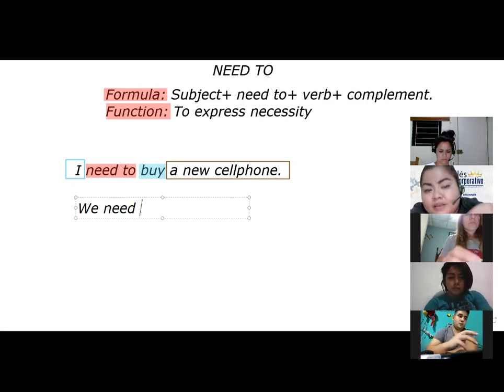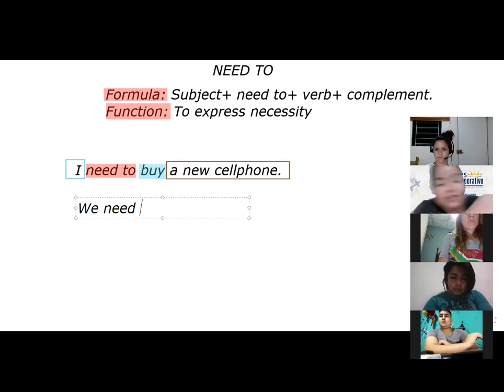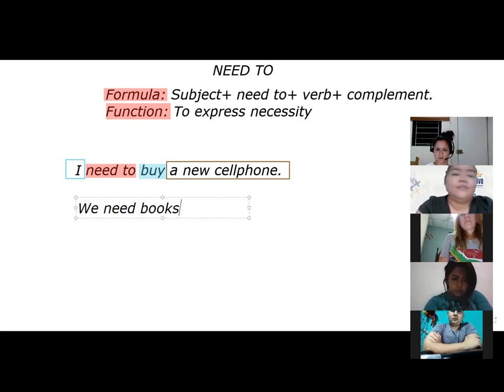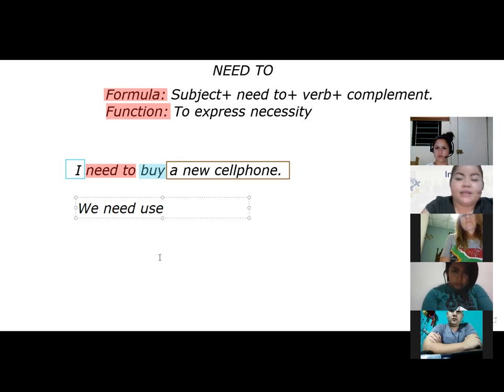The books. We need the books. No estamos utilizando need to, ¿eh? Si te decimos we need the books. ¿Dónde está el need to y dónde está el otro verbo? We need use. ¿Qué le falta? Mira el tema. We need to use.